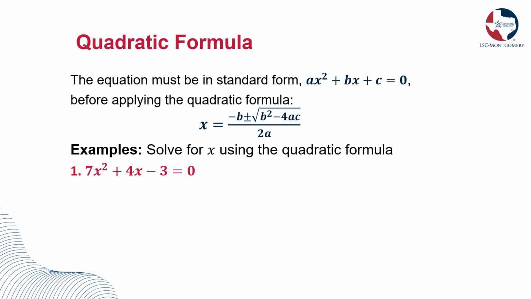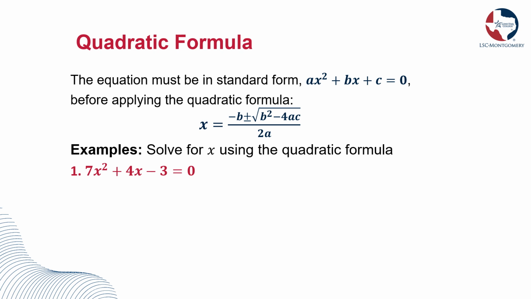There are some instances where using the quadratic formula might be the best way to solve your quadratic equation. So when you have the standard form ax squared plus bx plus c equals 0, the quadratic formula states x equals negative b plus or minus square root of b squared minus 4ac all over 2a. So let's look at the example right here.